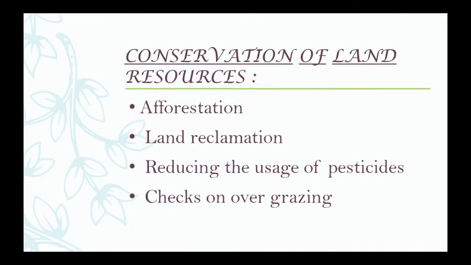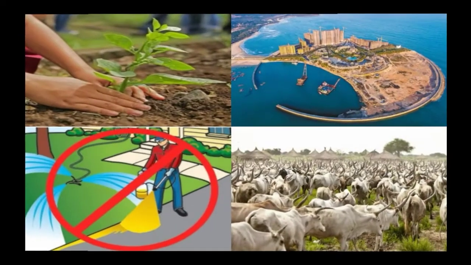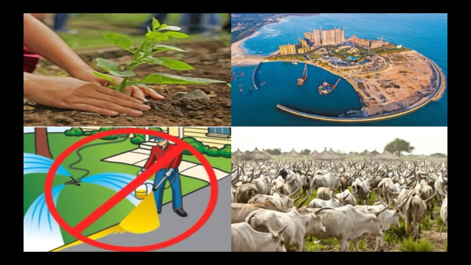Conservation of land resources. First step is afforestation, planting trees. Second step is land reclamation. And third one is reducing the usage of pesticides. And fourth one is checking overgrazing. So these are the four main conservation processes which can conserve the land: afforestation, planting trees, land reclamation, and then checking the use of pesticides, and then overgrazing.